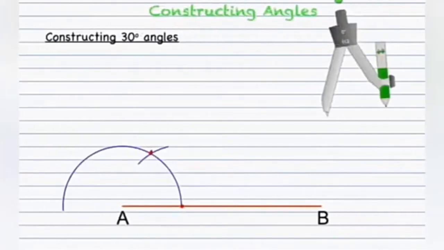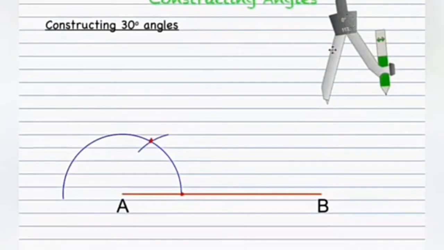Alright, constructing 30 degrees angle. So 30 degrees is the bisection of 60 degrees. So the midpoint of 60 is 30. So it's just like dividing 60 into two equal parts. So now you have your 60 degrees.